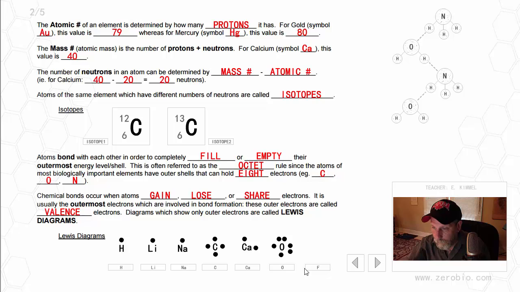Anyways, fluorine, a halogen: fluorine, chlorine, bromine, iodine, all have the same number of valence electrons. 7 in this case, 1 short of the octet. Therefore, very reactive, very aggressive, wanting an electron from somewhere. Somebody is going to give that electron, making this a negative ion. All right, I'm going to move on.